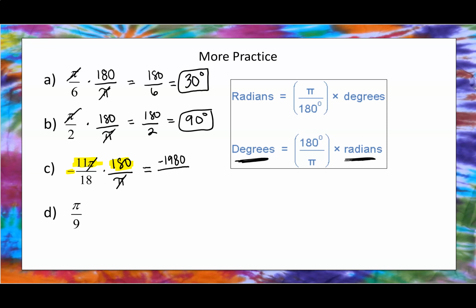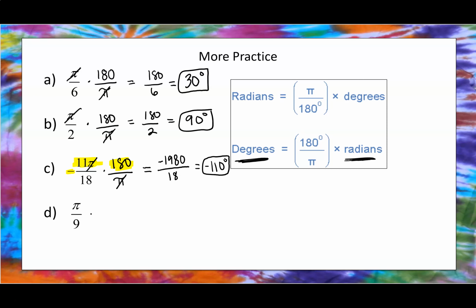All right. And then I have an 18 in the denominator. Quickly doing that division, I get negative 110 degrees. Now you should know that I'll never give you an answer that's not a whole number. So if you do get a decimal, then you've got to go back and check your work.